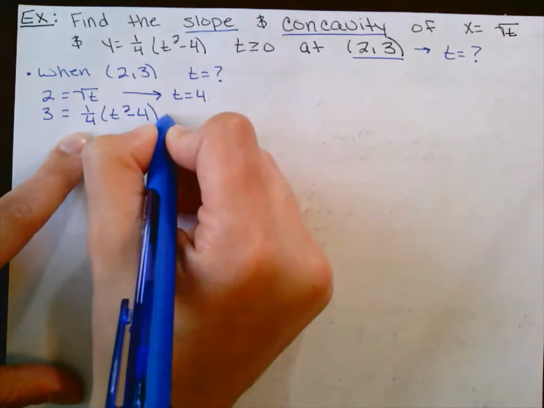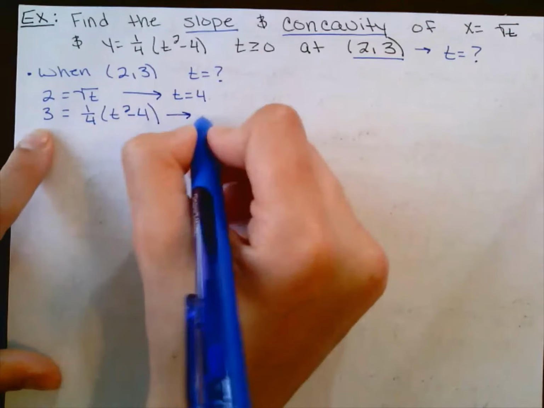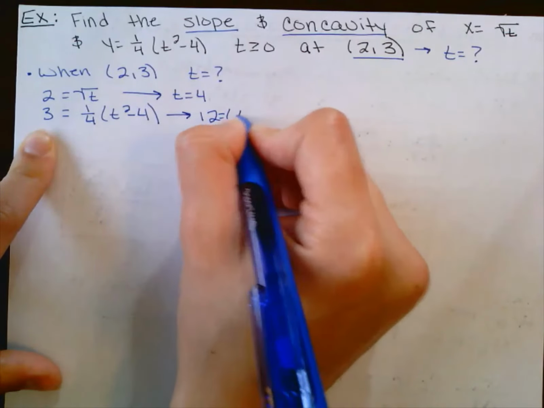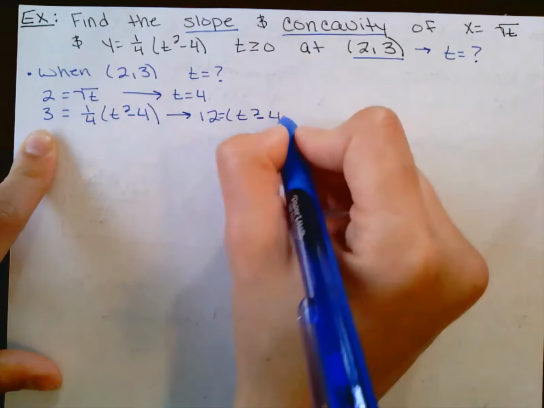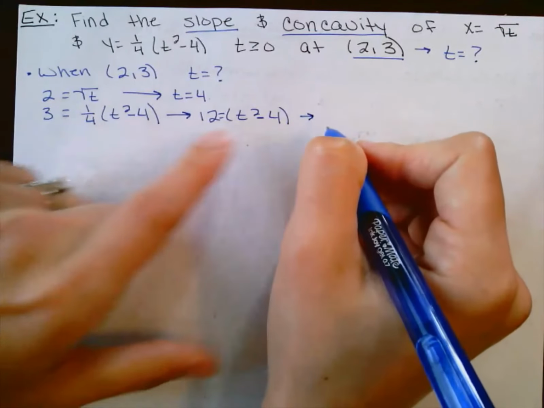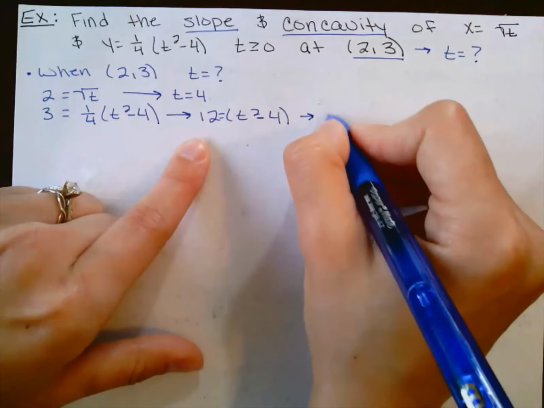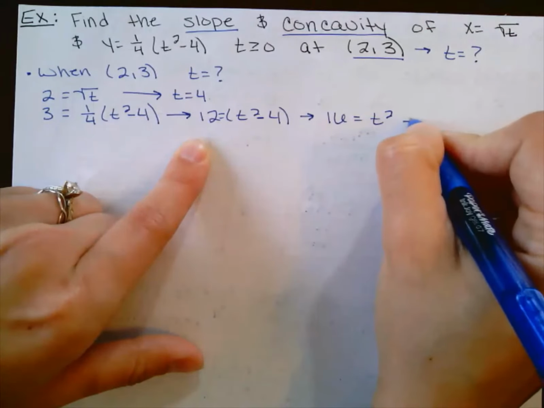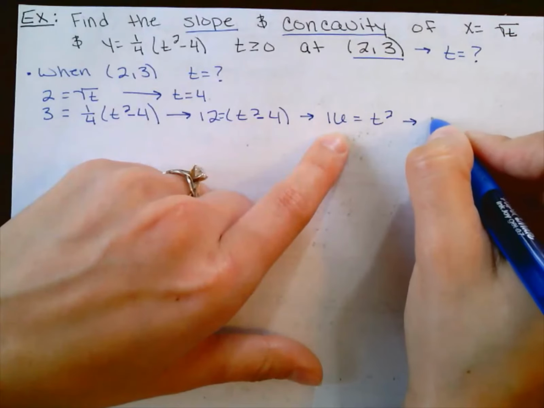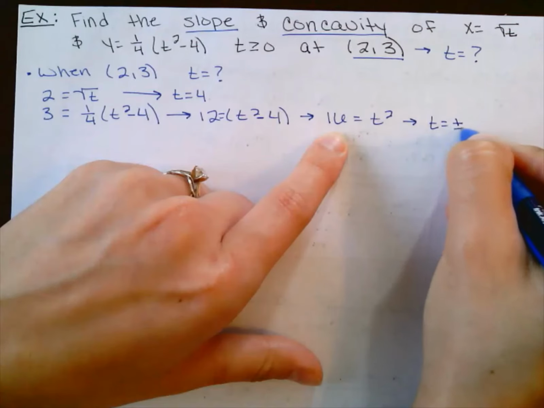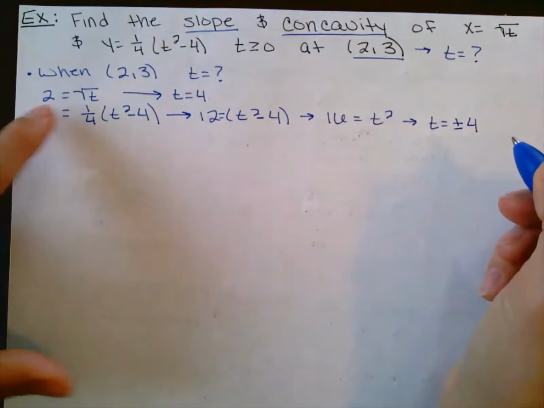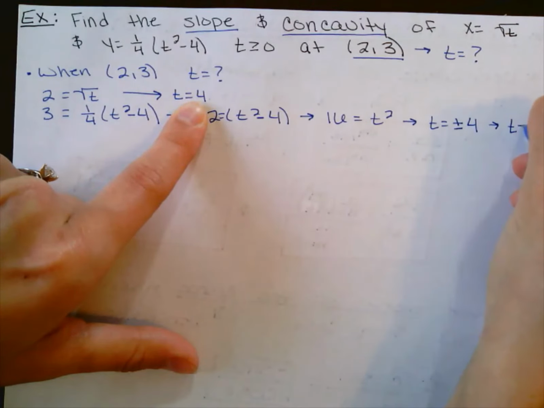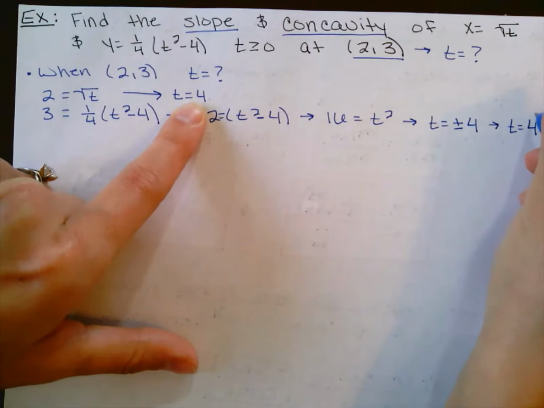So I'm going to multiply that 4 to the other side, and I have 12 equals t squared minus 4. Now I can add that 4 over and say 16 equals t squared. And square root of 16 is positive and negative 4. But because on the previous one I only got a positive 4, I am only going to say that I'm using the positive 4. Okay?